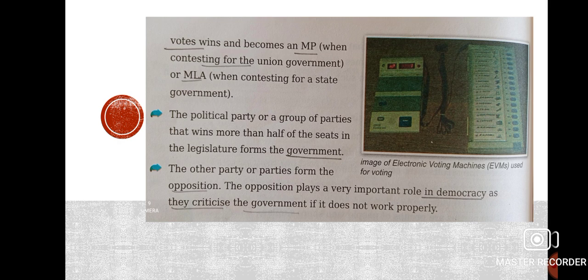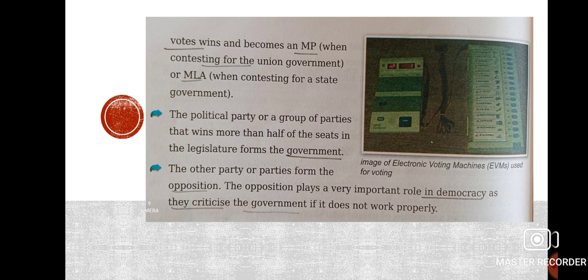The political party or a group of parties that win more than half of the seats in the legislature forms the government. Now, any one political party or a group of parties, when they win more than half of the seats, means total seats divided by 2. If they get that number of seats, then they form the government. The other party or parties form the opposition. Now there is one winning party and the other parties. Winning party forms the government and the losing parties form the opposition.